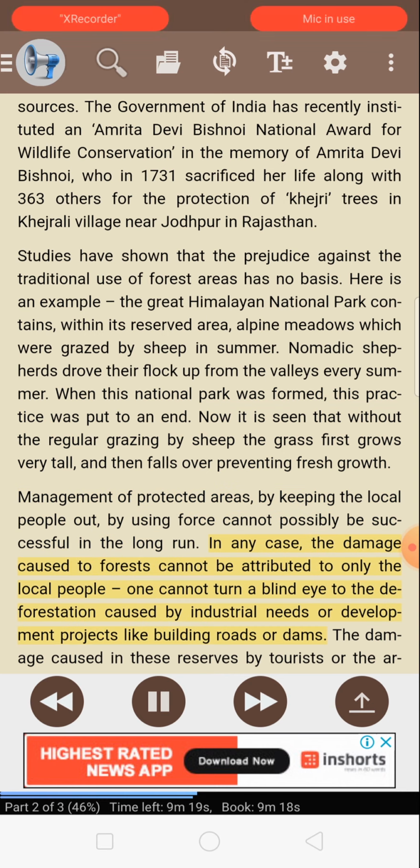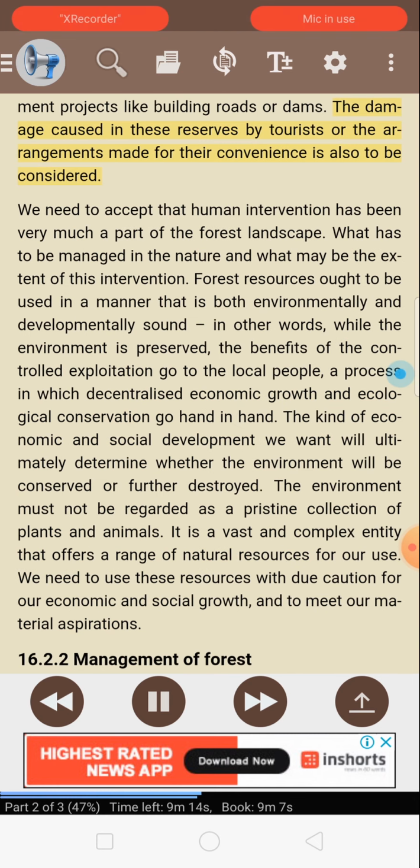In any case, the damage caused to forests cannot be attributed to only the local people. One cannot turn a blind eye to the deforestation caused by industrial needs or development projects like building roads or dams. The damage caused in these reserves by tourists or the arrangements made for their convenience is also to be considered. We need to accept that human intervention has been very much a part of the forest landscape. What has to be managed in nature and what may be the extent of this intervention?